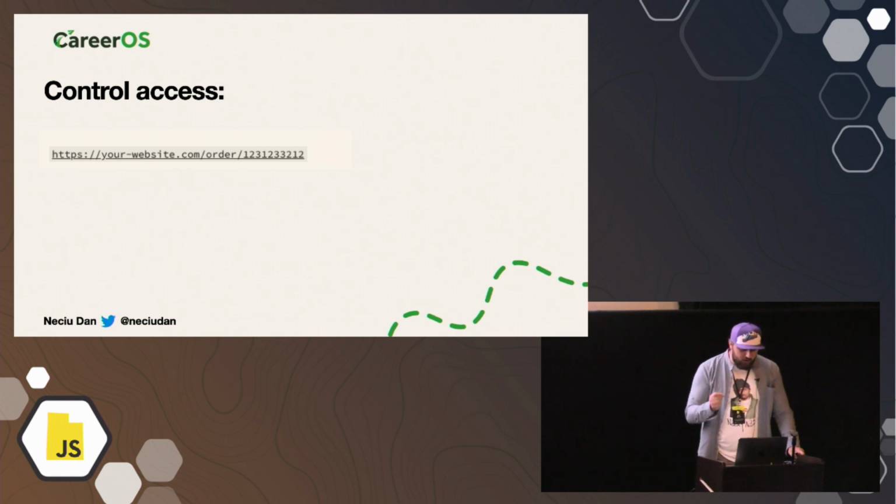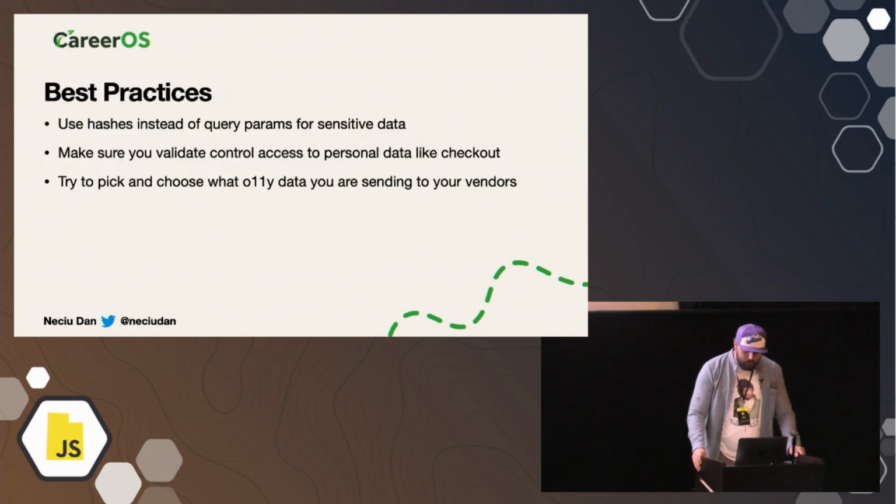And most importantly, it's recommended to audit your URLs and pages to make sure you do not show user data on public pages. So for example, you've placed an order, let's say yourwebsite.com/order, and then you have the order ID. You don't want someone having this link, using it, and seeing the order that you placed. So it's very important to have proper access controls. So use hashes instead of query params. Make sure you validate access control to prevent personal data leakage. And try to pick and choose which observability data you're sending, not just install the script SDK and let it do its work.